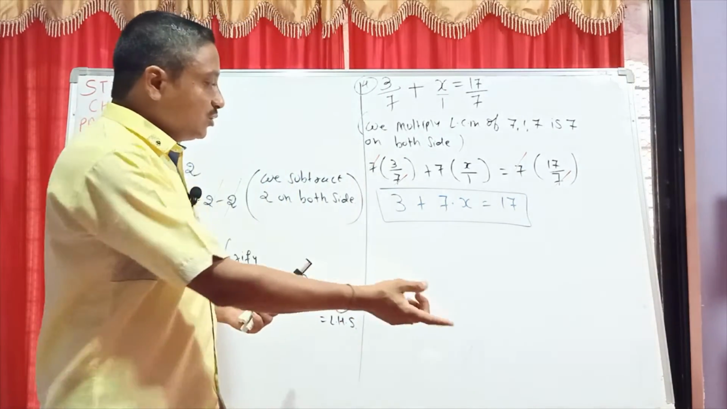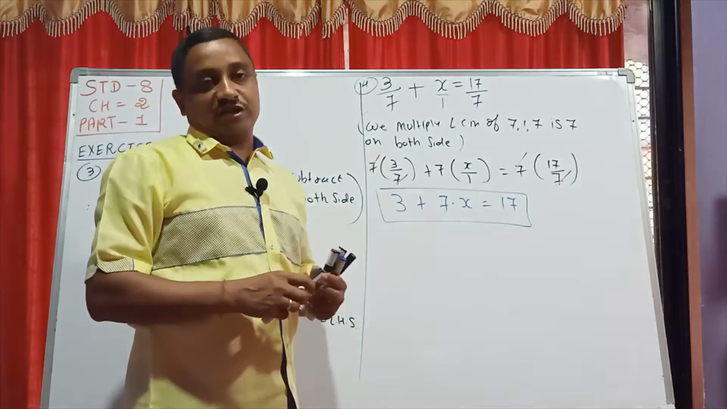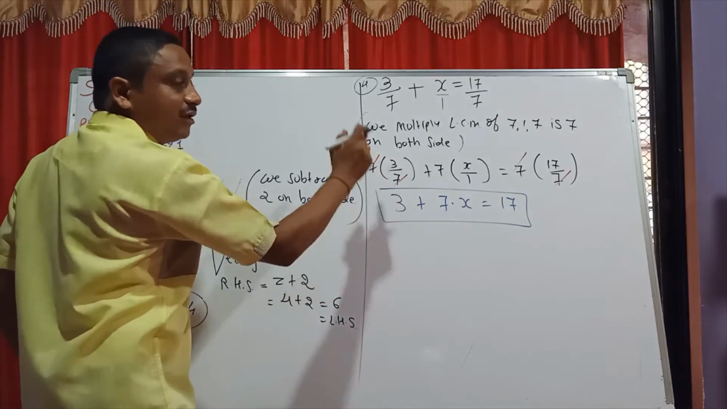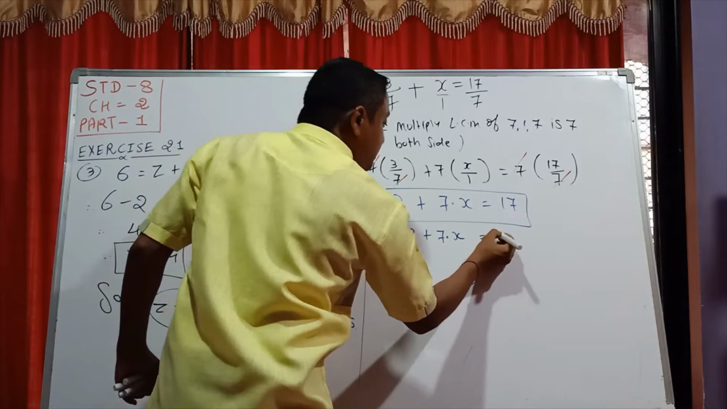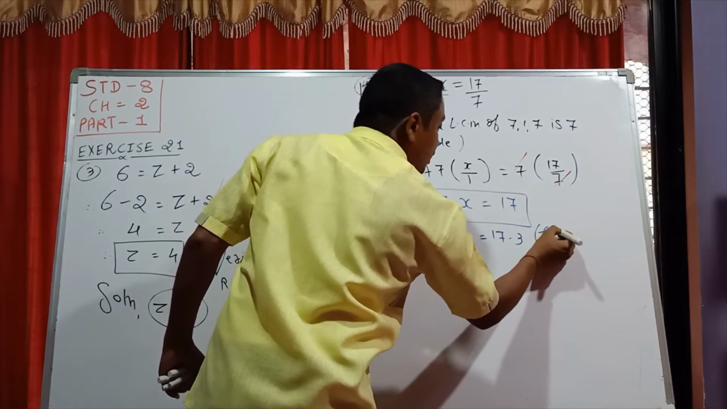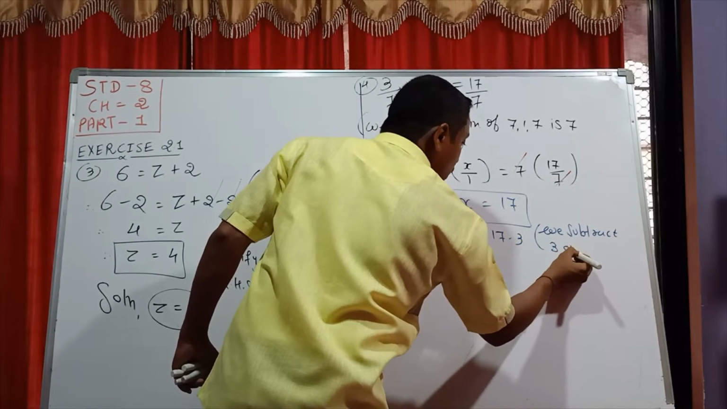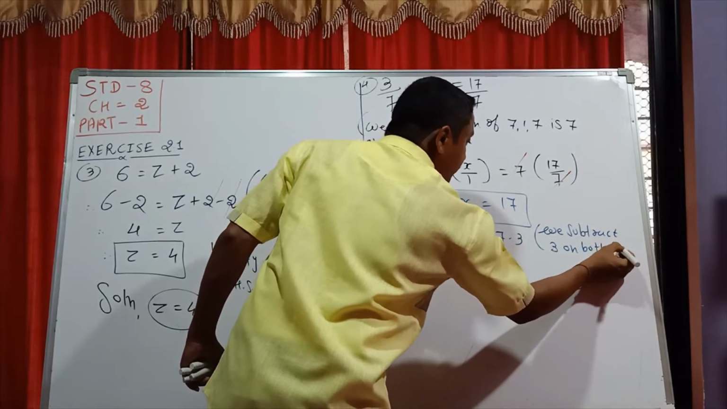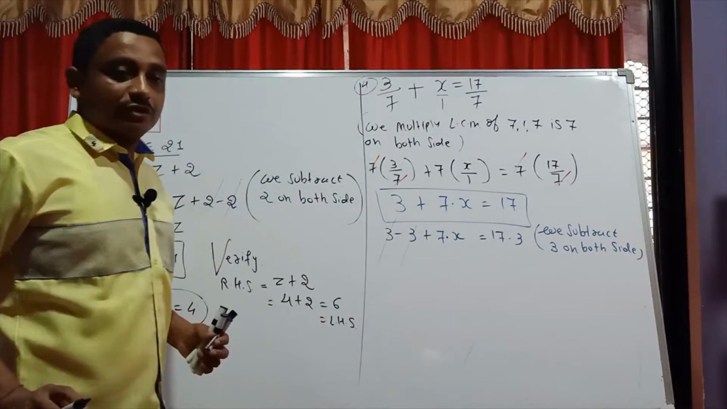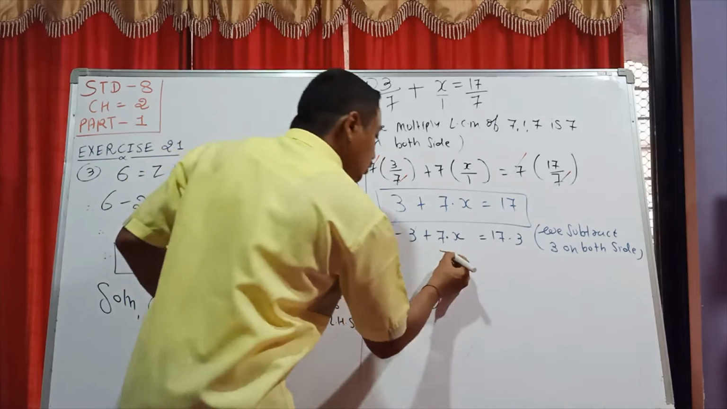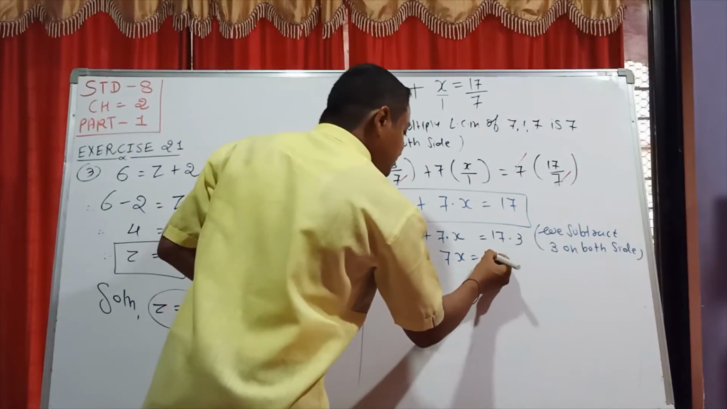Now students, what to do? I remove first this 3 and after that do further calculation. So, how can this 3 be removed? Yes, subtract 3 on both sides, and you write down we subtract 3 on both sides. Easily, look at that. This 3 and this 3 cancel out. Only 7x is equal to how many? 17 minus 3? Yes, it is 14.